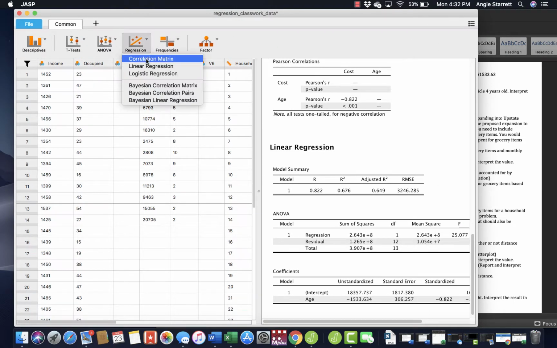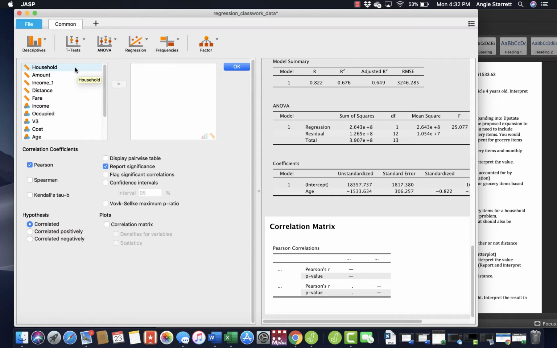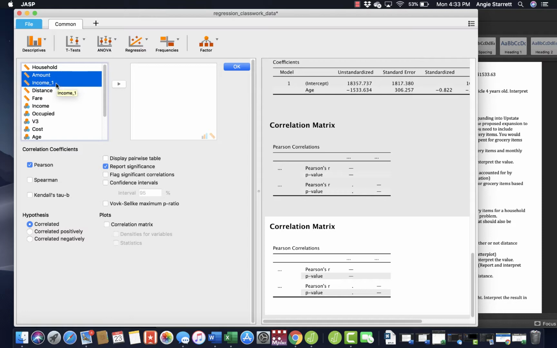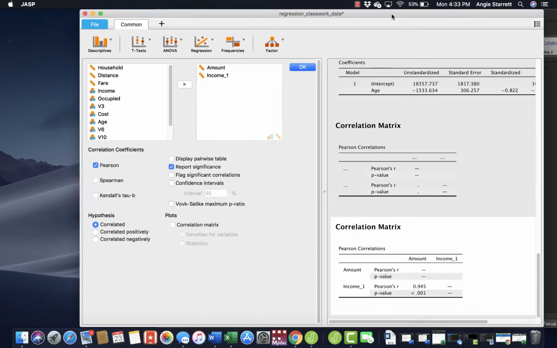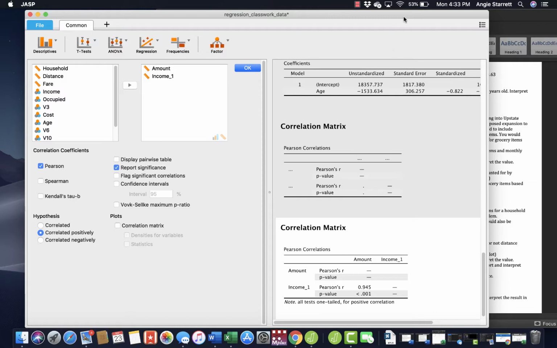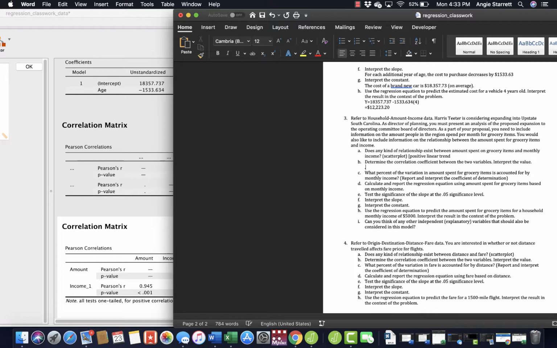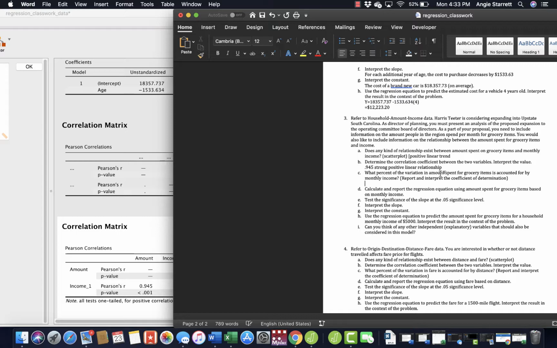All right, we want the correlation coefficient. So we go into correlation. I should probably look at what I want here. We want amount and income. And we are testing a positive correlation. And what we see here is a correlation coefficient of 0.945, which is a strong positive linear relationship. What percent of the variation in the amount spent for grocery items is accounted for by monthly income?